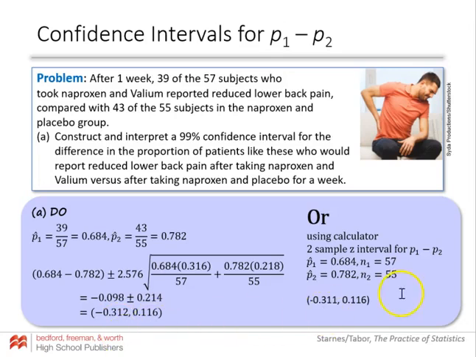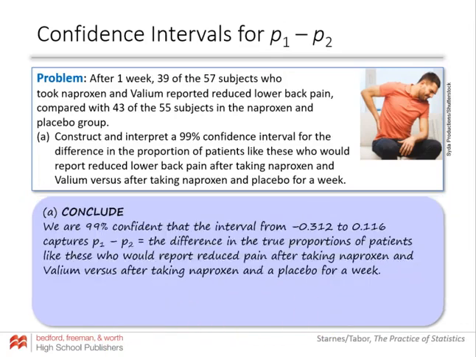Okay, so now we have our interval, and then for our conclude part, it's going to be similar to the conclusions that we wrote for one sample confidence intervals. All right, we are 99% confident that the interval from captures P1 minus P2, which is, and then we need to define what P1 minus P2 is, the difference in the true proportions. And again, we're using that phrase like these because it's from an experiment.